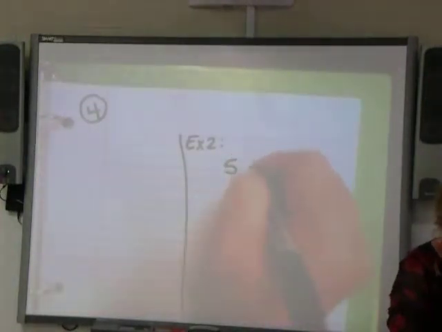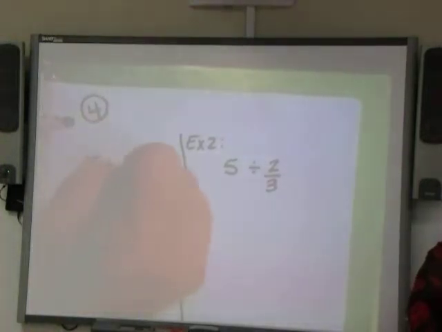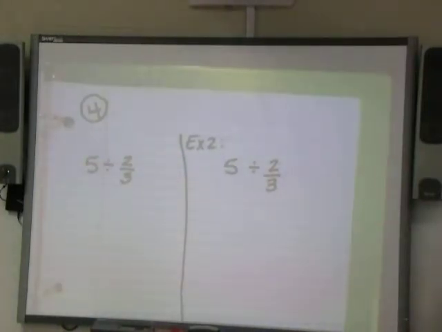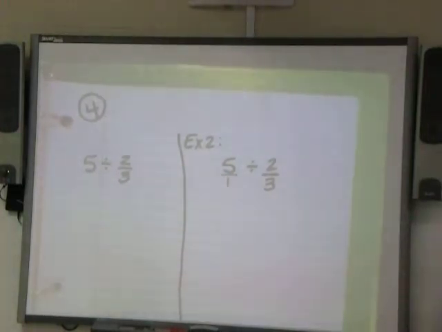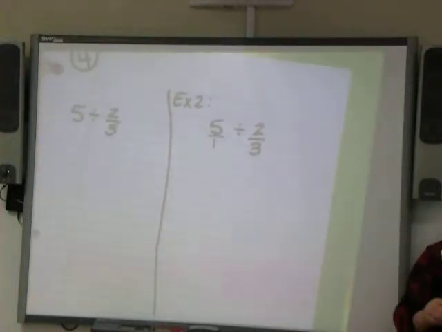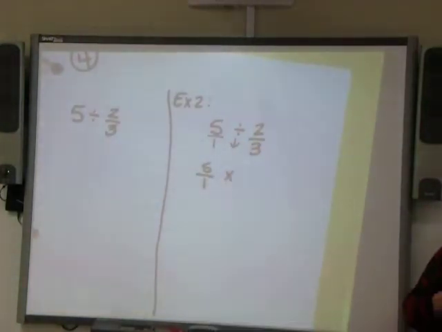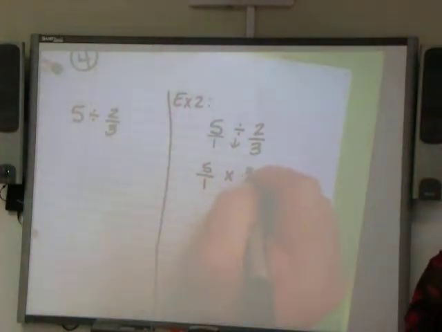So I had 5 divided by 2/3. I know I have to have fractions. How do you change a whole number to a fraction? Put a 1 under it. So now that I have a 1 under it, I need to follow my steps. Steps say, copy the first one, change my division sign to multiplication, and flip my second. 3 divided by 2.